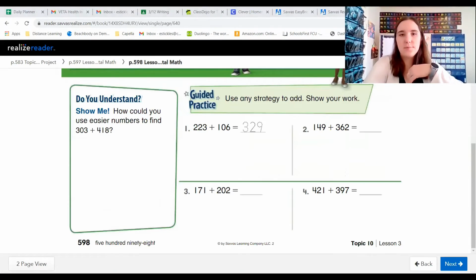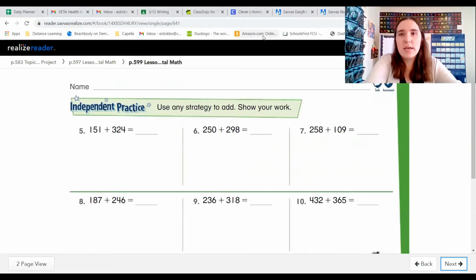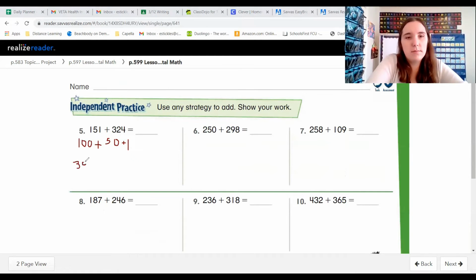Okay, let's get some more practice in that workbook. We're going to turn that page. Let's do number 5 together. We're doing the same thing that we did earlier. This one, I don't see either one of these numbers being super close to an easy number, so I'm going to break them apart into place value. So 151 is the same as 100 plus 50 plus 1. And 324 is the same as 300 plus 20 plus 4 ones.